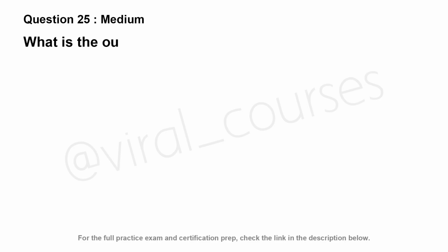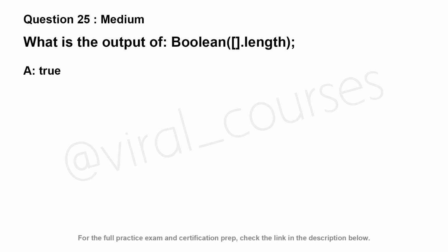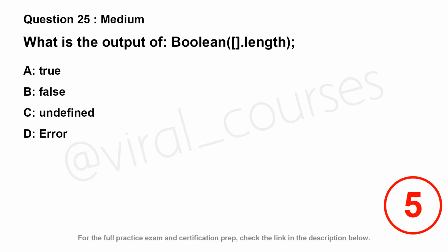What is the output of Boolean([].length)? Option A, true. Option B, false. Option C, undefined. Option D, error.